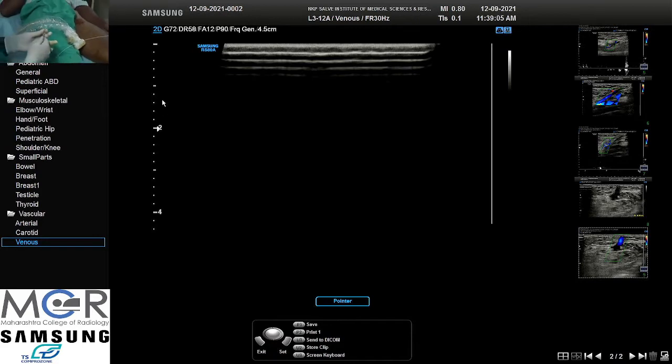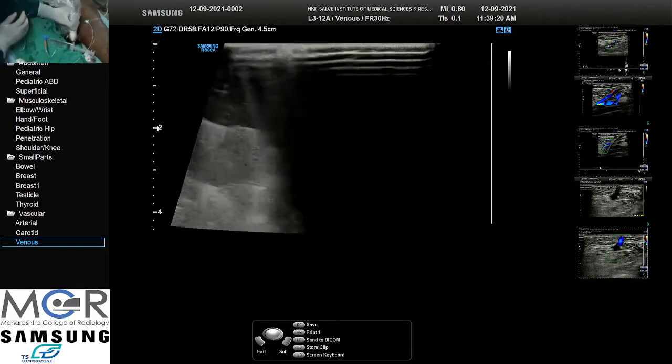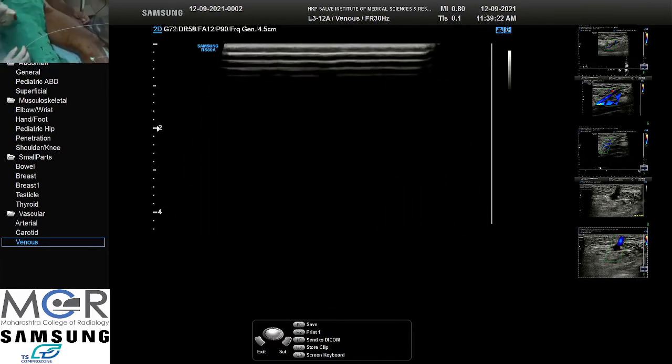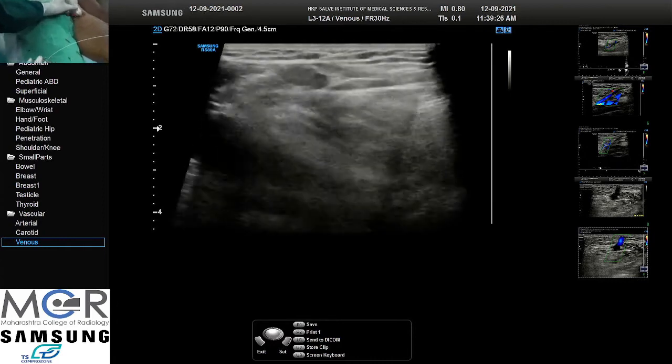Tumescence anesthesia is given so that the heat which is given to the vein does not get dispersed to the surrounding muscles. It does not damage the surrounding muscles and nerves. So to dissipate the heat we give tumescence anesthesia, and also for pain relief. It is given on both sides of the vein. Yeah, it is going around the vein.